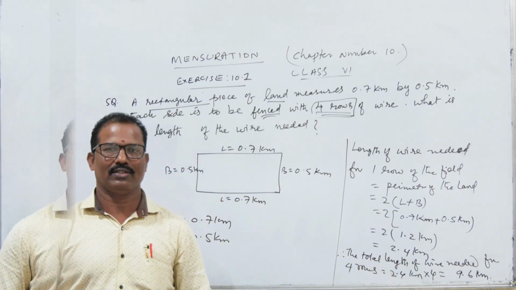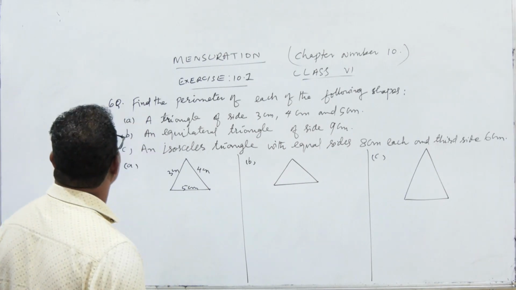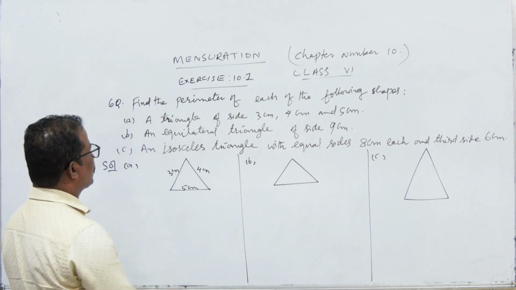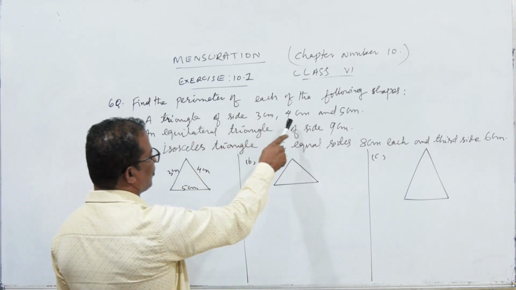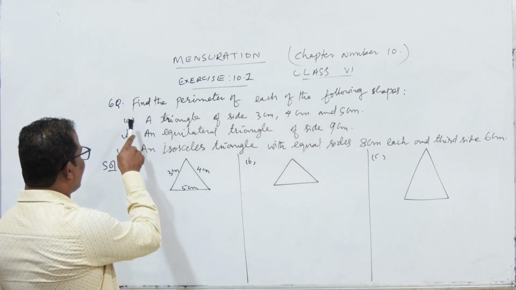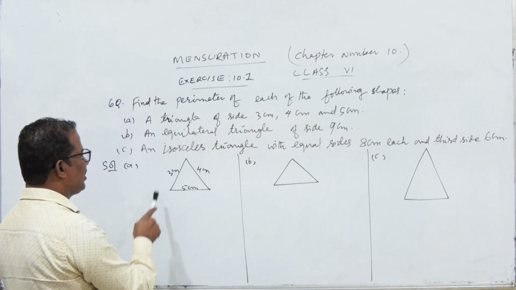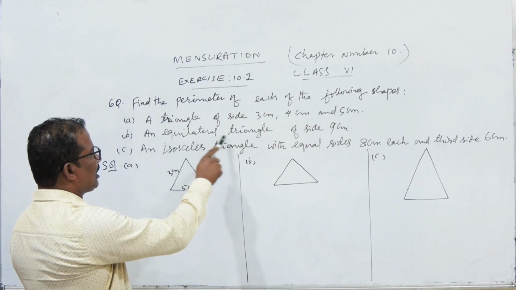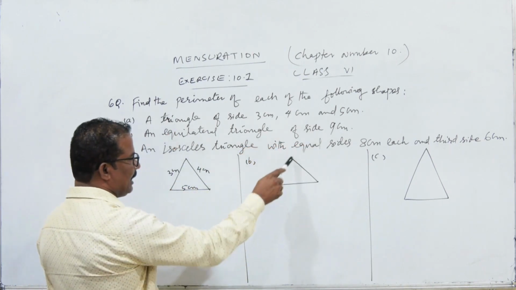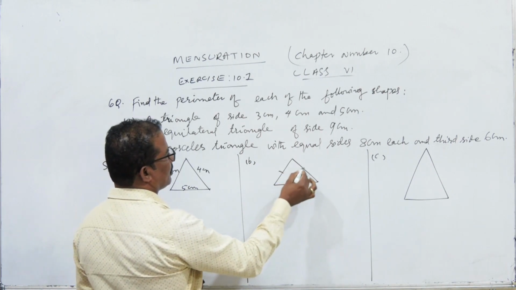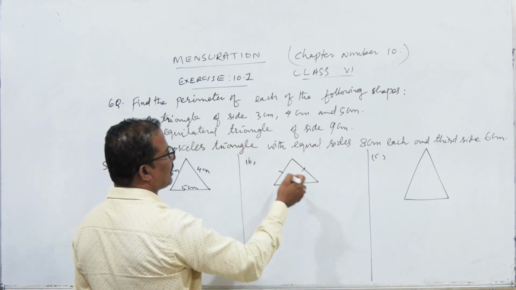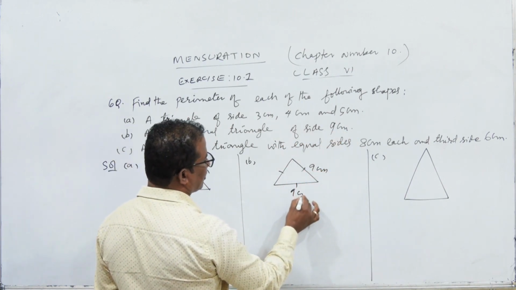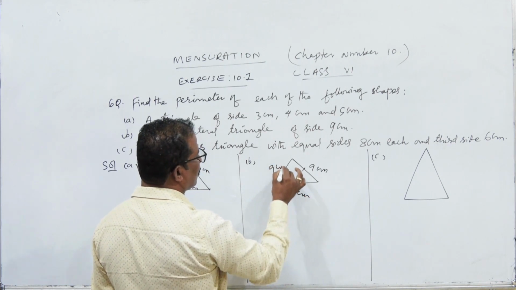9.6 kilometer. Understand? Good. Now in question number 6, find the perimeter of each of the following shapes. So there are 3 questions. In the first question, a triangle of sides 3 cm, 4 cm and 5 cm. So the question is a triangle whose measurements are 3, 4 and 5 cm. Okay. Then in the second question, an equilateral triangle of side 9 cm. Equilateral triangle means all sides are equal. As the name suggests, equilateral means all sides are equal, and whose sides are 9 cm each. That means this side also 9 cm, this side also 9 cm, and this side also 9 centimeter.